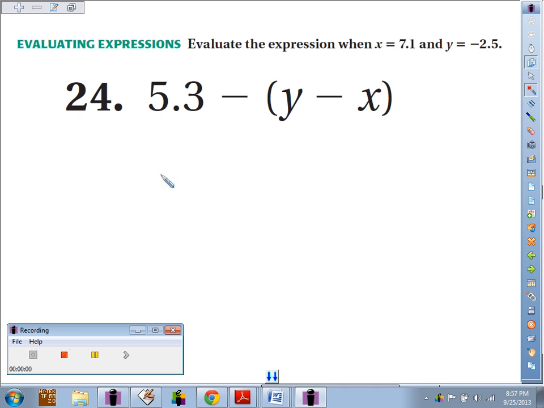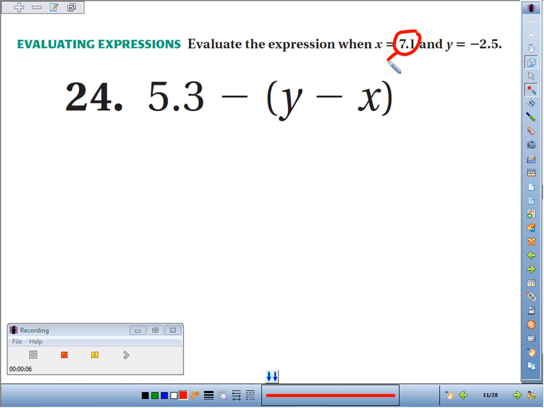24, we're going to evaluate the expression when x is 7.1, so we're going to substitute 7.1 in for x. Y is negative 2.5, so we're going to substitute negative 2.5 right there for y. A good habit to get into when you substitute, put those numbers in parentheses. So what are we looking at?